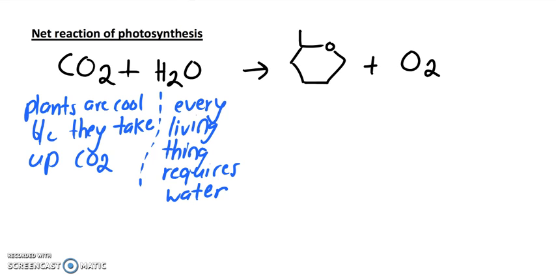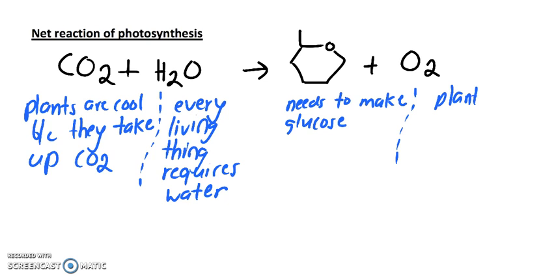We know glucose is a product because this is how the cell is going to nourish itself. So the plant cell needs glucose, needs to make glucose. So we know this is going to be a product. And lastly, we know O2 or oxygen is a product because, again, plants are cool because they provide us humans and other animals with oxygen.